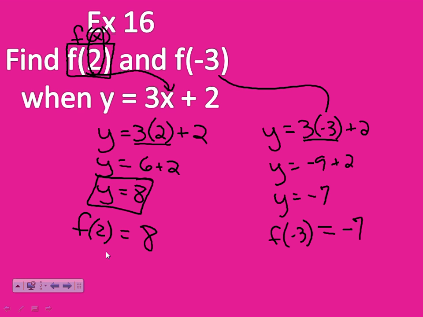I'll give you a piece of candy if you can tell me. Go second table. And then what, Bennett? Go to where x is 2. What does it say y is? 8. Woohoo! And then what do we do? Go where x is negative 3. And what does it say y is? When you plug in negative 3, you get negative 7.